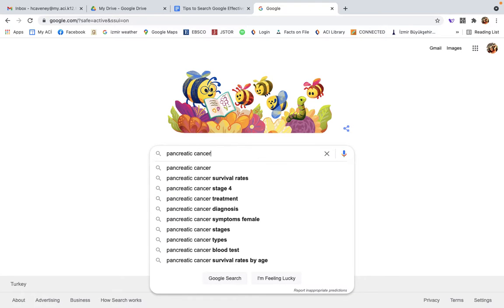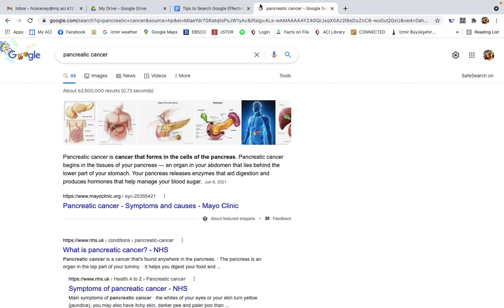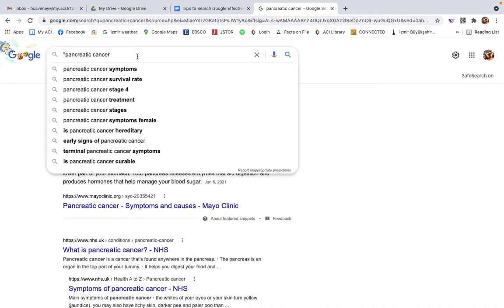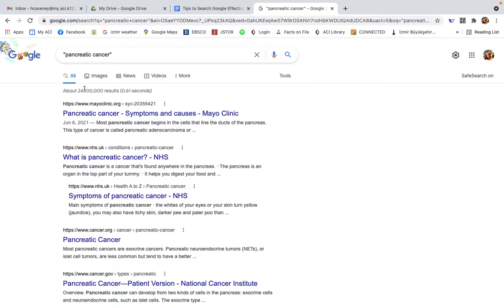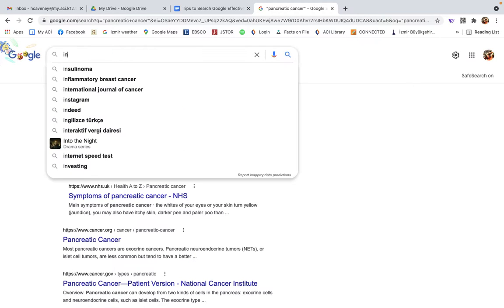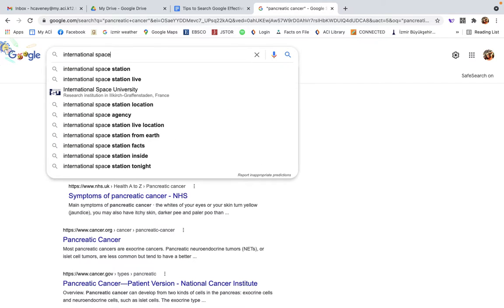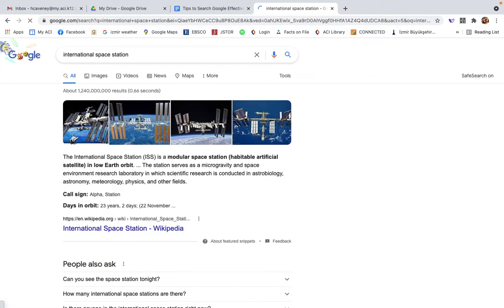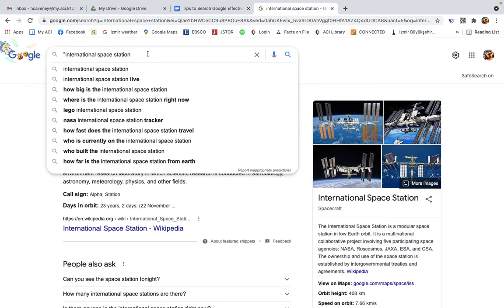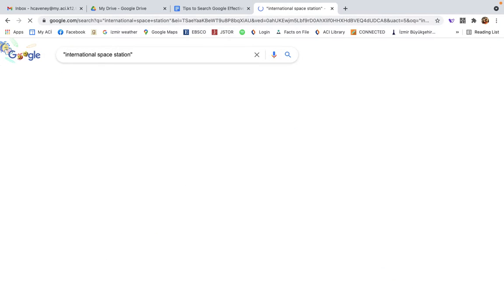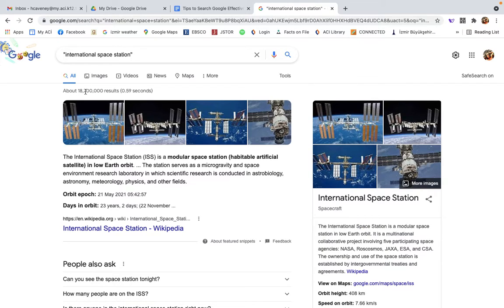Pancreatic cancer. 2 words, specific kind of cancer. Notice I have 63.5 million results. If I take the time to put quotation marks around those two words, now I have only 24 million results. All right, so anytime it's 2 or more words, for example, International Space Station, 3 words. Over 1 billion, 1.2 billion results are found. If I pause and take just a moment to use these quotation marks, now I have only 18.7 million results.